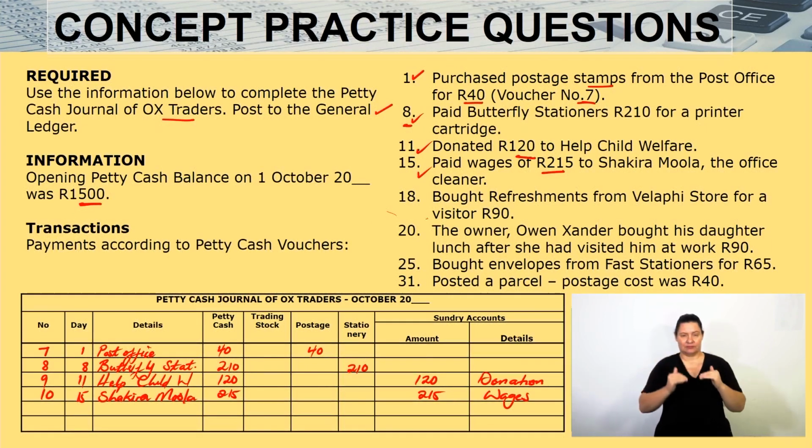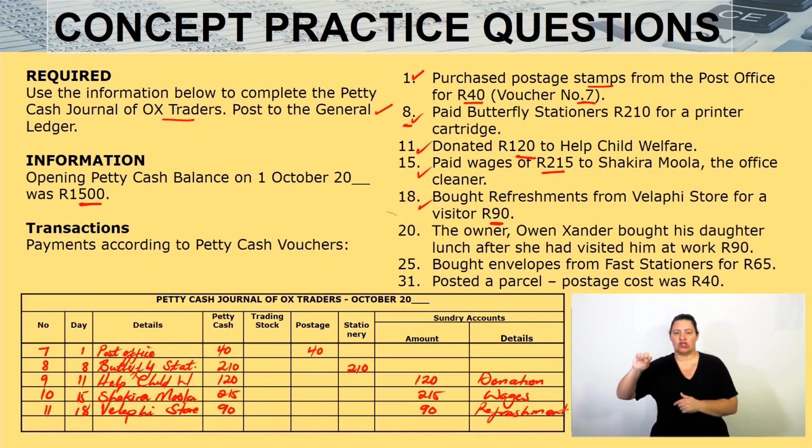The next one is on the 18th. So I'm going to come, day is 18, number 11. And then on your details, whom did we pay? Velapi store. So I'm coming here to say Velapi store. And how much did we pay? We paid 90 as we bought refreshments. So we paid 90. And then I'm going to come here. It's 90 for refreshments. Here's my refreshments.